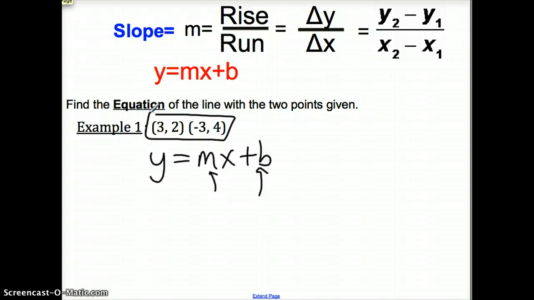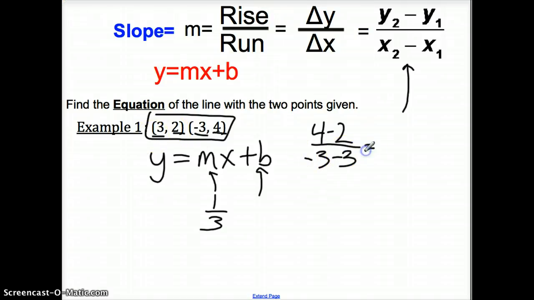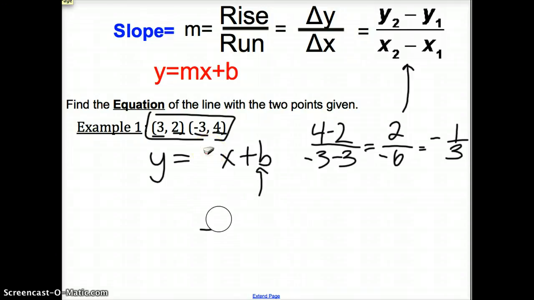I can find the slope of the line using the formula. But we already did that yesterday, and we found a slope by doing 4 minus 2 over, so that was y minus y, over x minus x. So -3 minus 3. So we got 2 over -6, which is equal to -1/3. So my slope I already know is -1/3, not positive, -1/3. Now I have to find the b value. So right now my equation is halfway there. I have -1/3 for my slope because I used the formula. My second step is to find b.